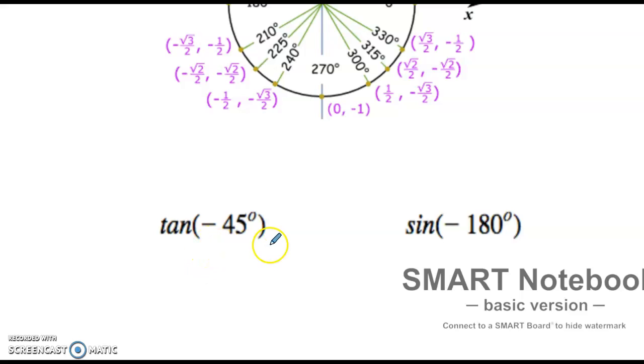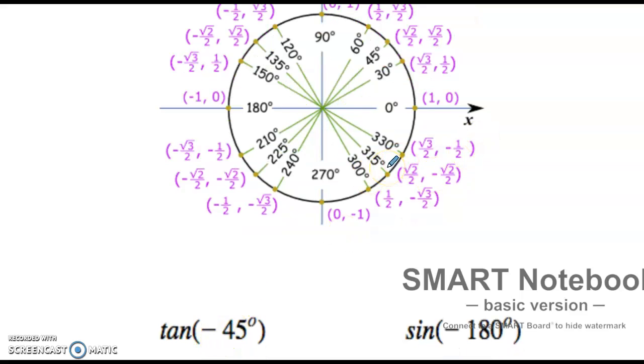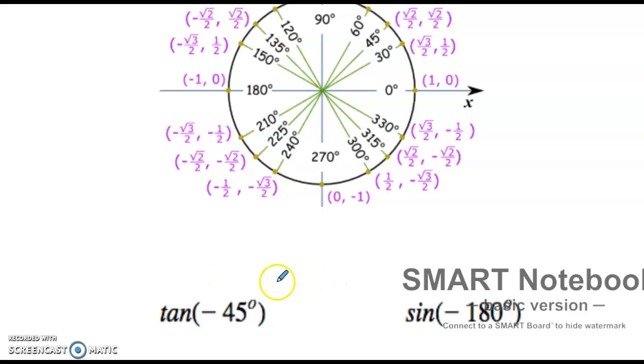Now, if we want to find the tangent of negative 45. So 45 degrees is right here, so you could think of it as being flipped across the x-axis at 315. Or negative 45 would be going clockwise down to this point right here. We would then find that this is the point square root of 2 over 2, negative square root of 2 over 2. Then you have to remember tangent is the opposite over the adjacent, or the y value, which is negative square root of 2 over 2, over the x value, which is the square root of 2 over 2. So that just cancels out to be equal to negative 1.